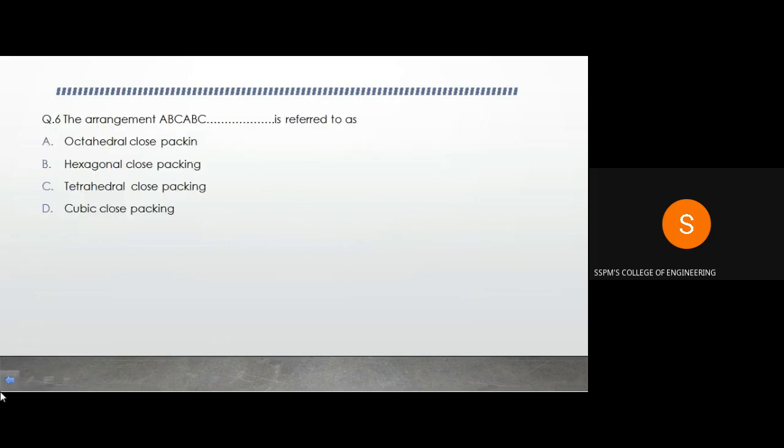The arrangement of ABC and ABA is referred to as a logical question. In solid state systems, octahedral close packing is not in our syllabus. Tetrahedral close packing is not in the syllabus. Cubic is the A type of question. But hexagonal is remembered. So hexagonal close packing is the correct answer. It is a theoretical question.